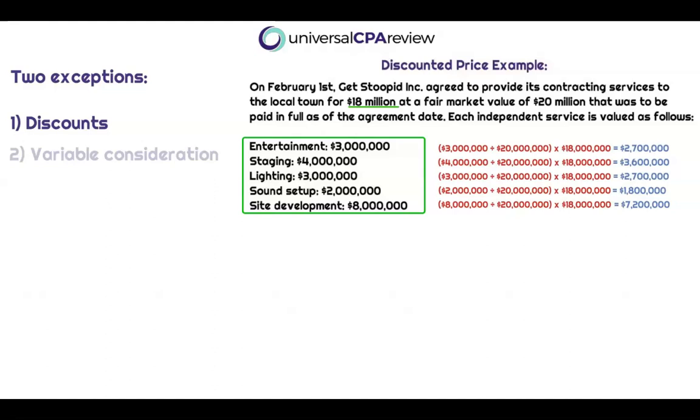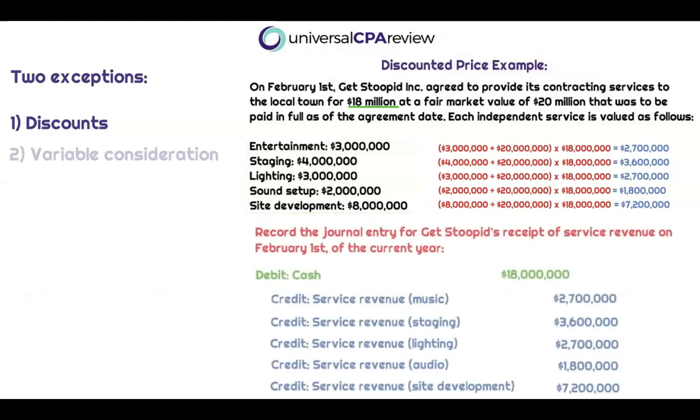Okay, so therefore, the $2 million discount would be allocated respectively and recorded for financial reporting purposes based on these percentages. Okay, so if we were to record the journal entry for Get Stupid's receipt of service revenue on February 1st of the current year, we would debit the cash for $18 million, right, the proceeds received. Service revenue music would get credited at $2.7 million, which is 15% of the total consideration.